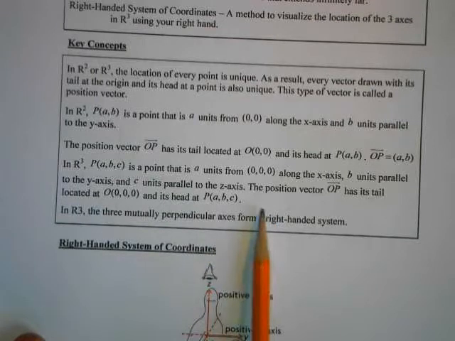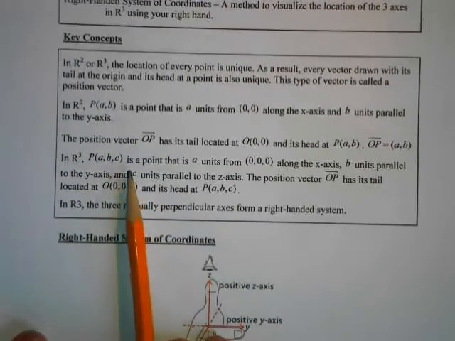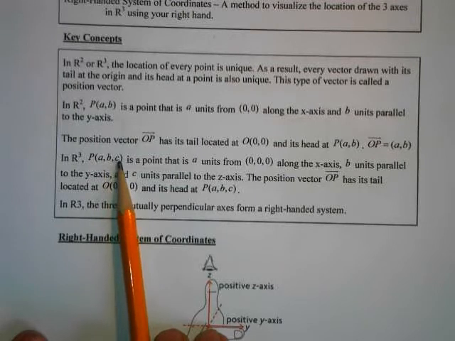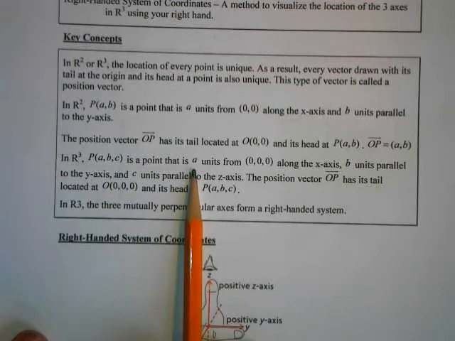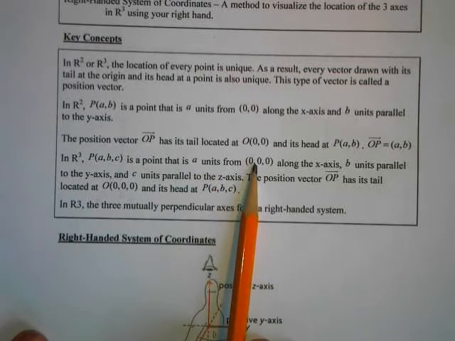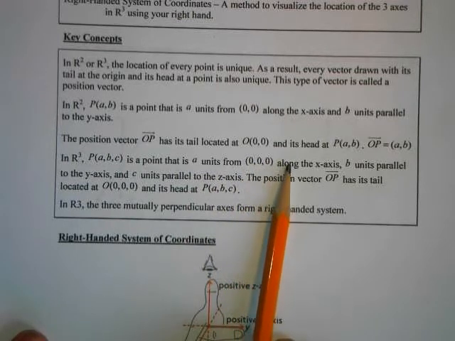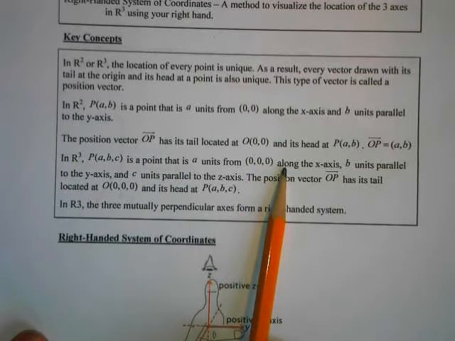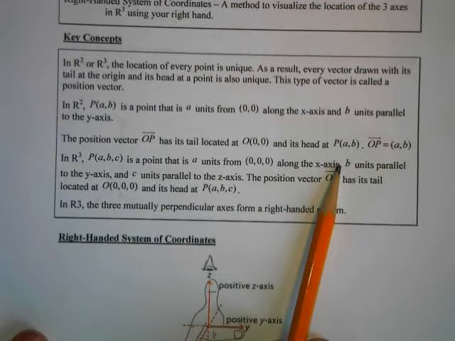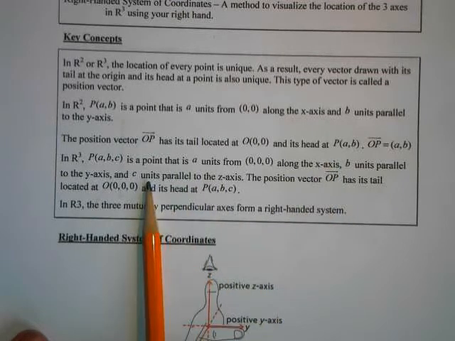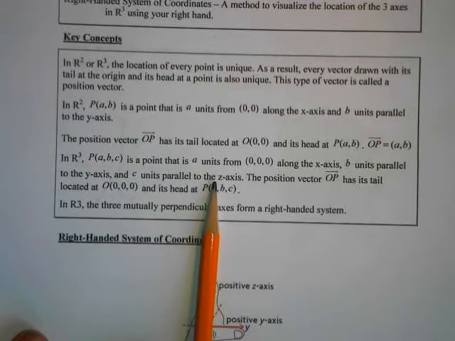Now in R3, we just extend that. We now have this third coordinate. This is the Z coordinate. We'll call it C for just a sample coordinate. So again, you do the same process. You just keep going. So point ABC is a point that's A units along the x-axis, starting at the origin. And then once you get to that place along the x-axis where your x coordinate lies, then you go B units parallel to the y-axis till you get to the desired y value, and then finally you move C units parallel to the z-axis.